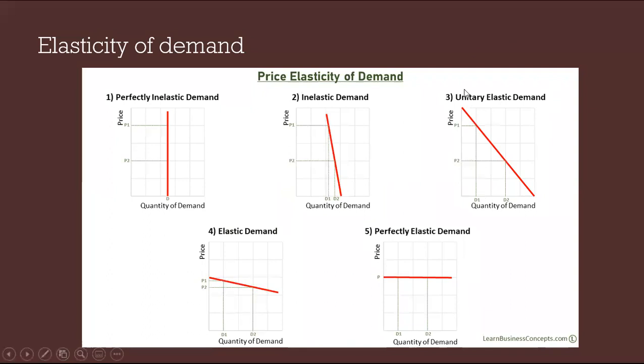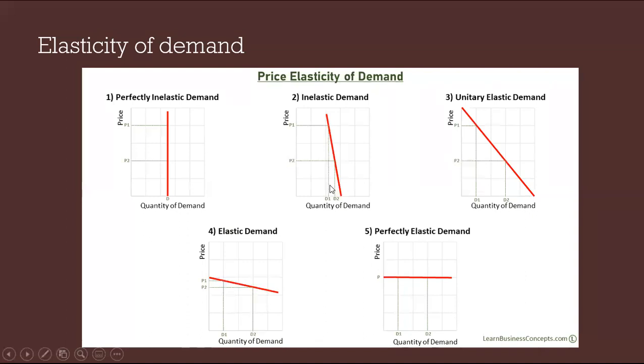Normally, we see the demand curve here. When the price changes, the quantity demanded also changes. When the price is higher, the demand drops. But for inelastic demand, when the price is changing, the demand does not change as much as the change in price.